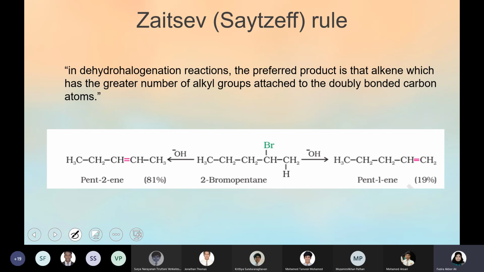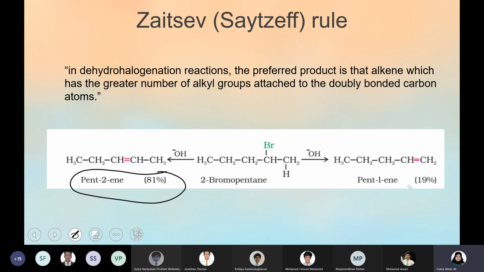So if you look into this example, this is forming pent-2-ene and pent-1-ene as the main products, of which 81% is the major product, pent-2-ene or 2-pentene. And the minor product is pent-1-ene. The reason is, if you look at the number of alkyl groups attached to the doubly bonded carbon atom, the one with more alkyl groups attached to the double bond will be the main product.